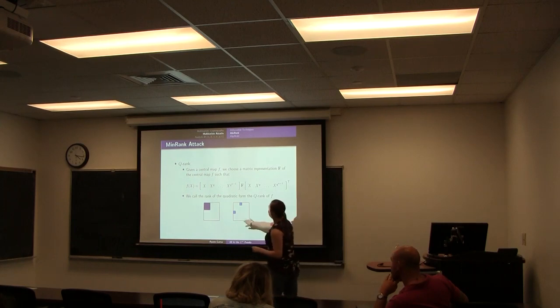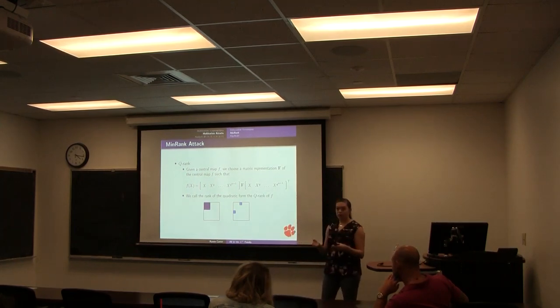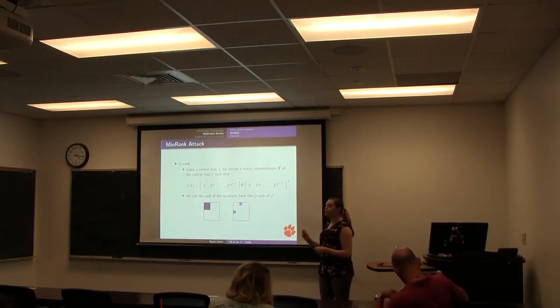This is what our quadratic form of our C star central map is going to look like. So remember, our function is x to the q to the theta plus 1. So the way that I can represent that as a matrix is I'm only going to have non-zero elements in the 0 theta and the theta 0th coordinates. And so as you can see here, both of those matrices are going to have pretty low rank.